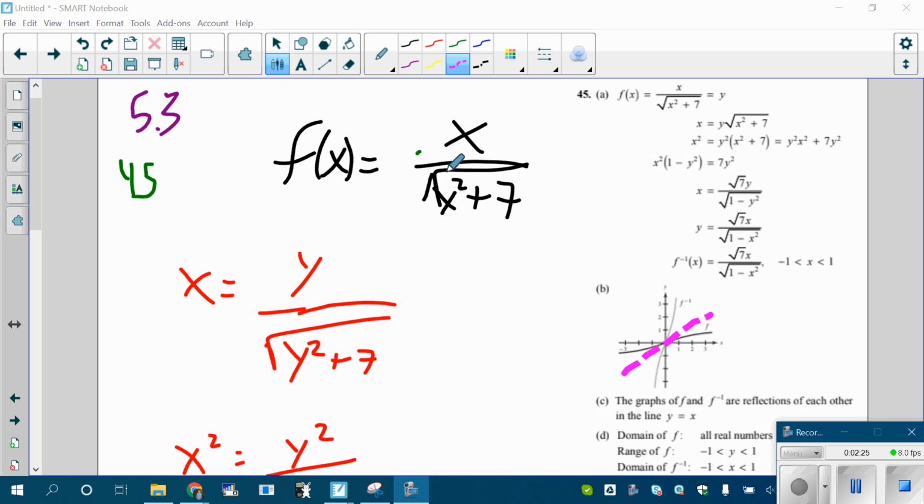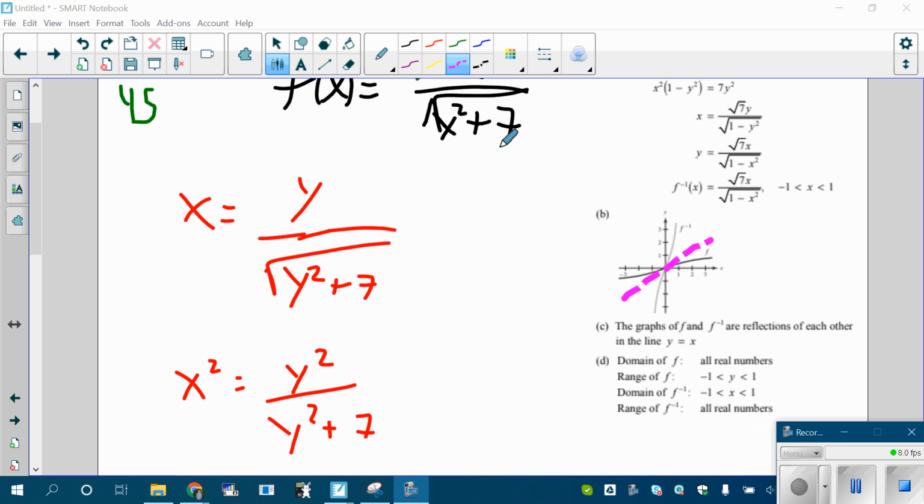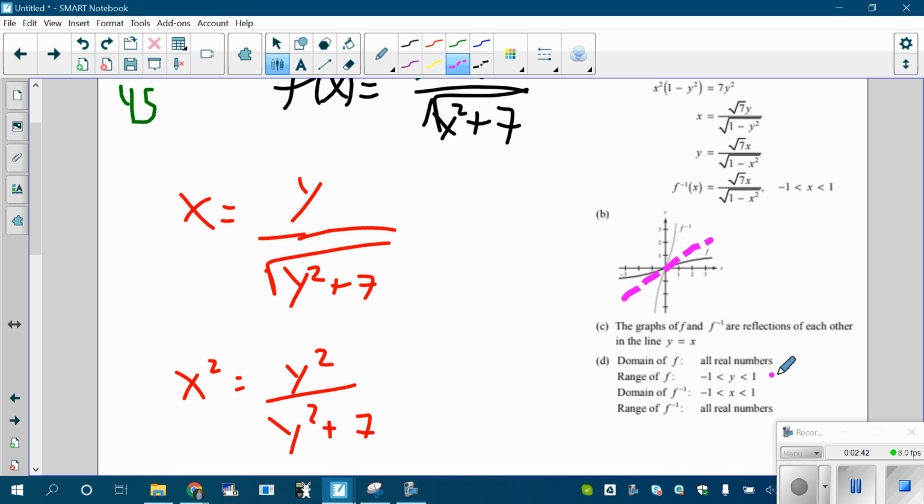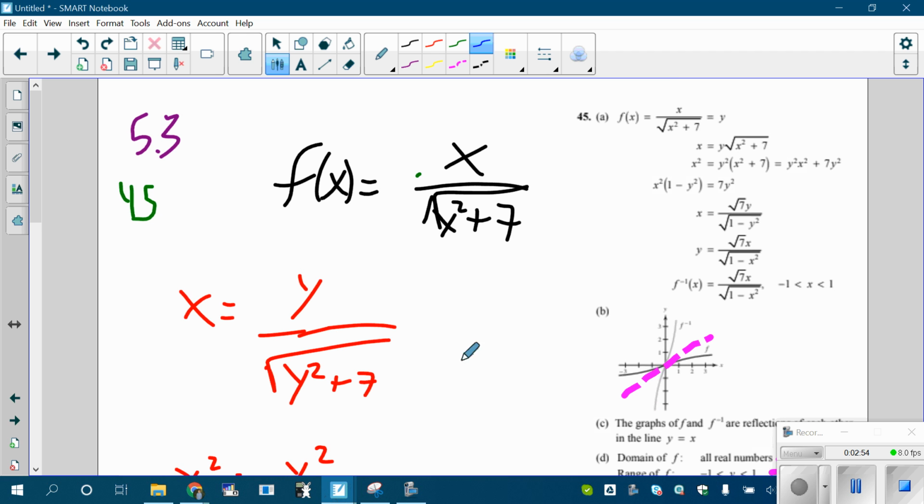Why? Because if you plug in a giant number, what's 1,000,000 divided by the square root of 1,000,000 squared plus 7? 1. It's approaching 1. Same with if you plug in -infinity, it's approaching -1. So the range of f is -1 to 1. And remember that flip-flops. So the domain of f tells you the range of the inverse, and the range of the original tells you the domain of the inverse. Cool. Don't forget about that flip-flopping thing.